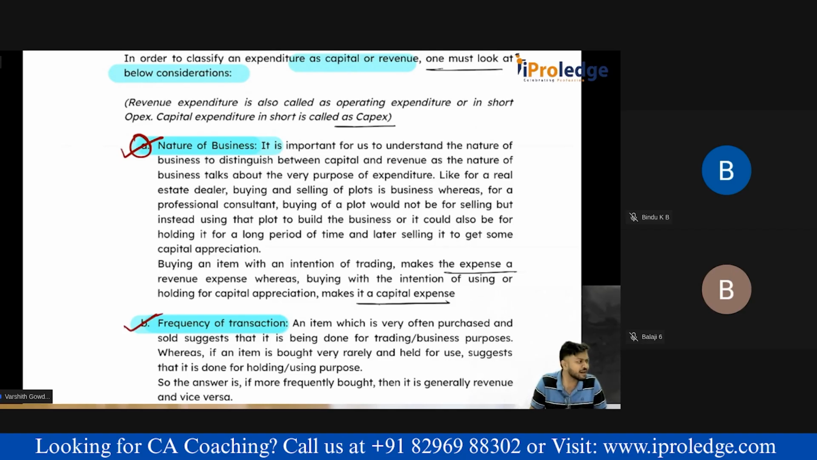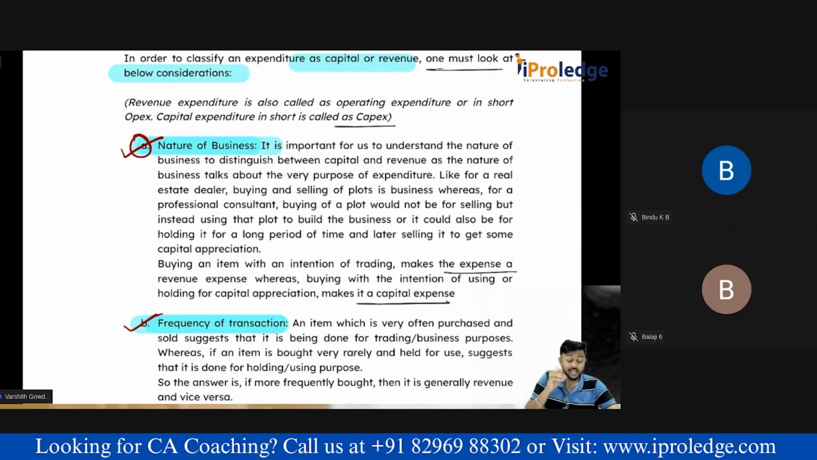Second, frequency of transaction. Tell me, will capital expenditures happen more number of times in a year or revenue expenditures? Take an example of rent. Rent you'll pay 12 times in a year, but purchase of furniture, maybe once a year, or not even once a year. Will you purchase it every month? So next what you have to see is frequency. Right? These conditions you have to use.